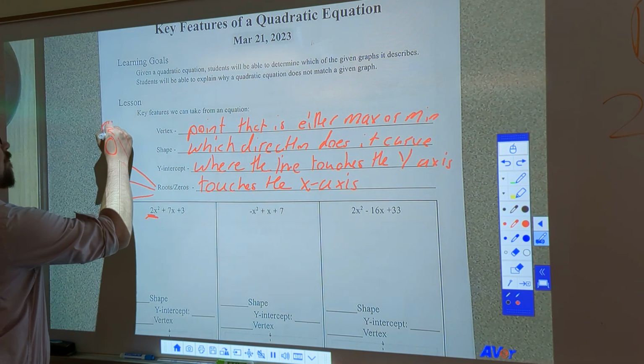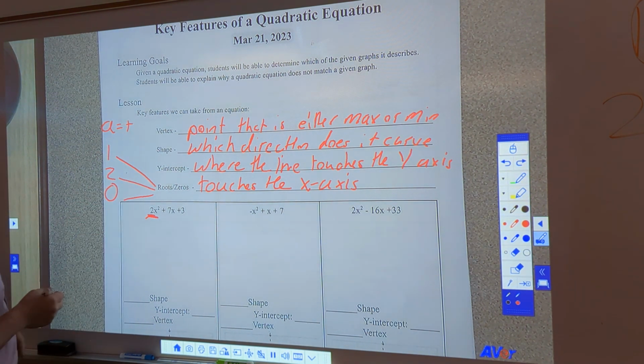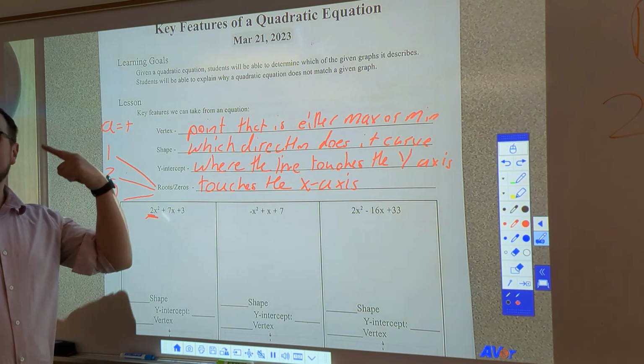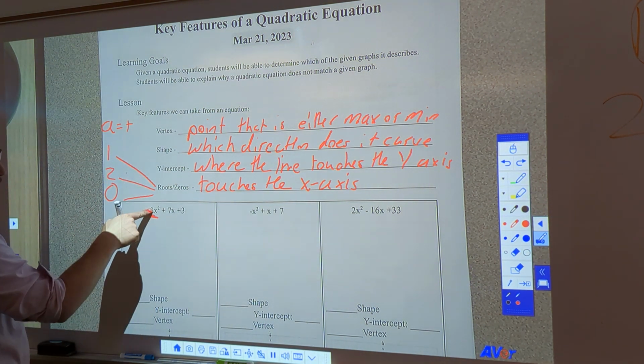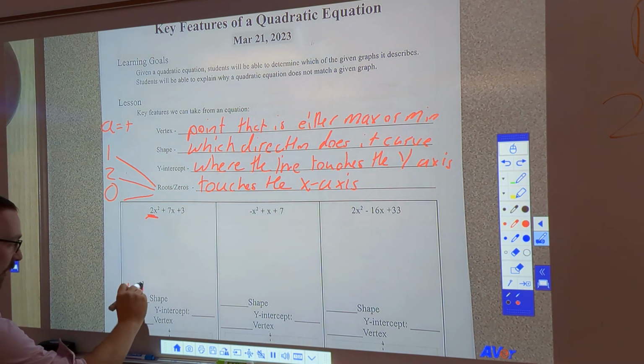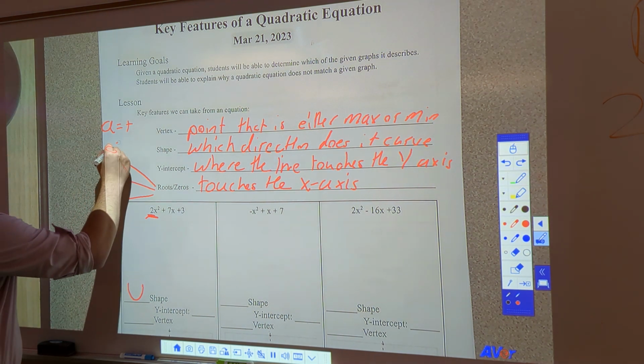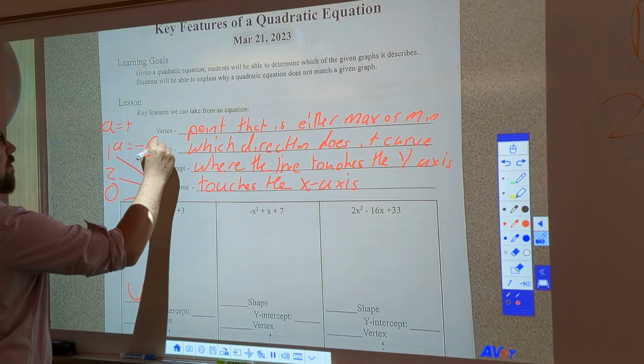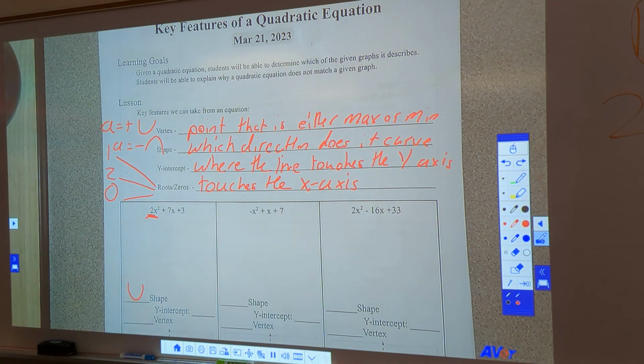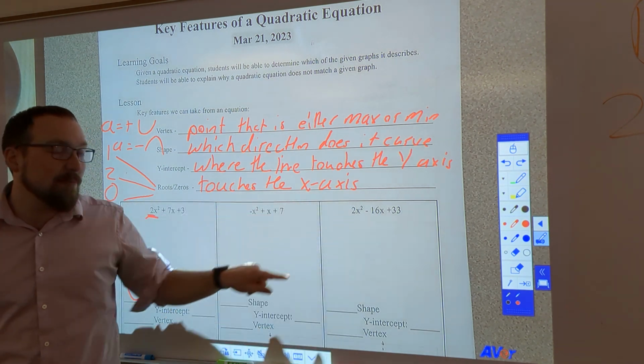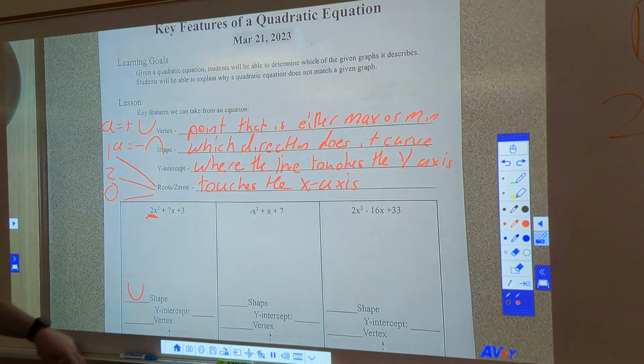If a is positive, then it's going to be a smile, like positive. So if a is positive, like this one, then it's going to be a U shape. If a is negative, then it's going to be like a frowny shape. All right, so we know the shape. We can actually figure out the shape of these and the shape of these. I'll go over those in a second, though.